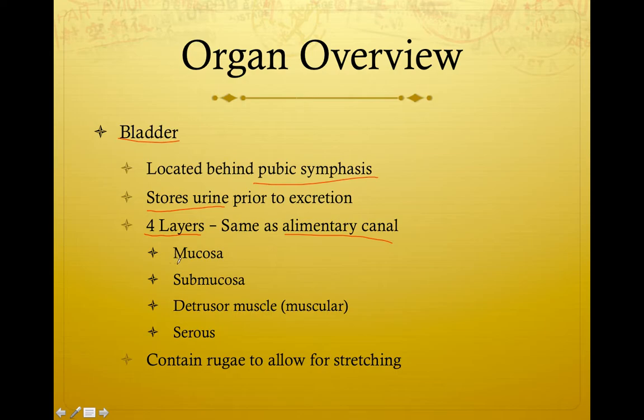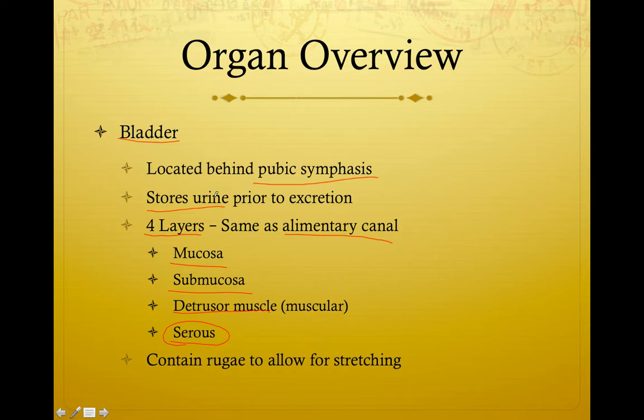It has a mucosa layer, which lubricates the inside. It has a submucosa, full of connective tissue and blood vessels. It has a detrusor muscle, your muscular layer, which allows it to contract and push the urine out. And last but not least, it has a serous layer on the outside to prevent friction with the rest of your body.